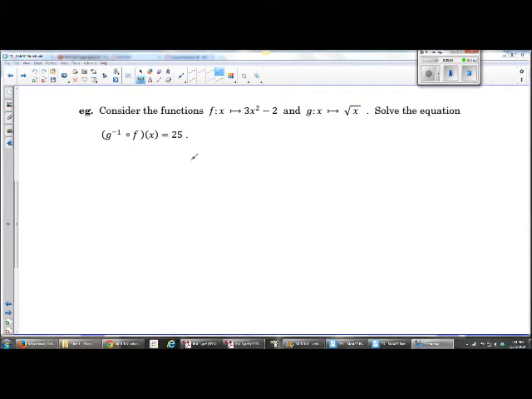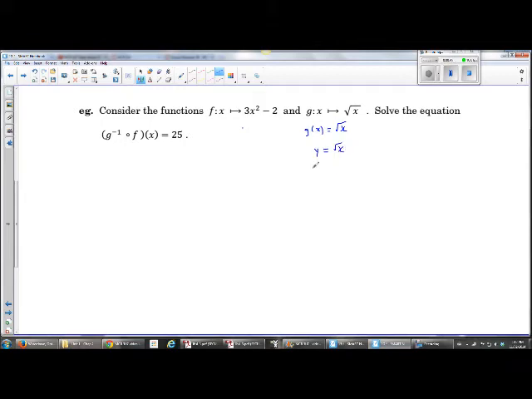Okay, so we have one more example to work through here. We're going to consider the functions f such that x is converted into 3x squared minus 2, and g such that x is converted into root x. And what we're going to do is solve the equation g inverse composite f of x equals 25. So first of all, we know we need the g inverse. So I know that g, such that x is converted into root x, is the same as g of x equals root x, which is the same as y equals root x.